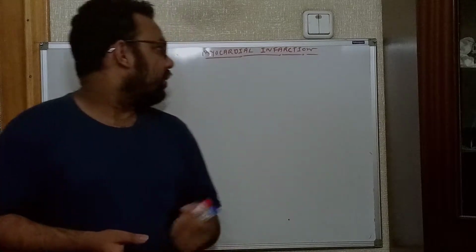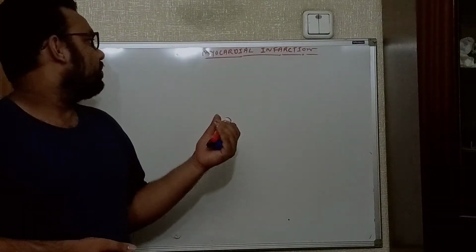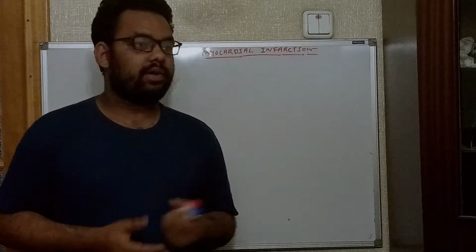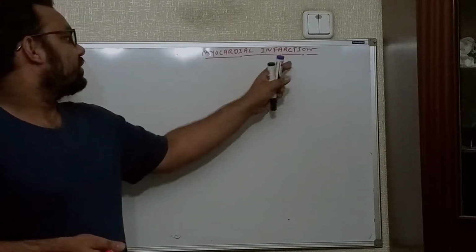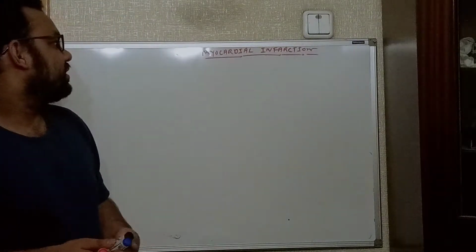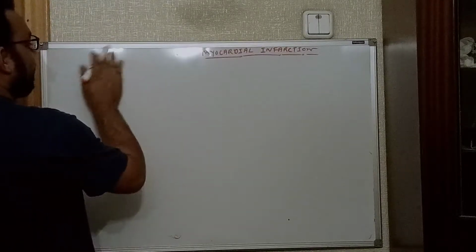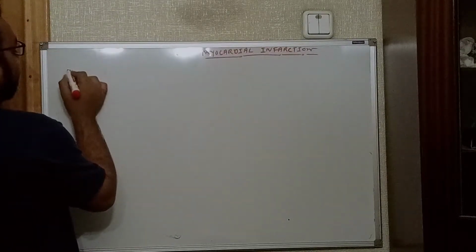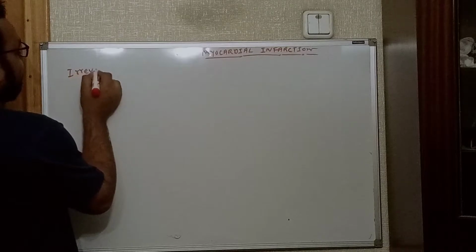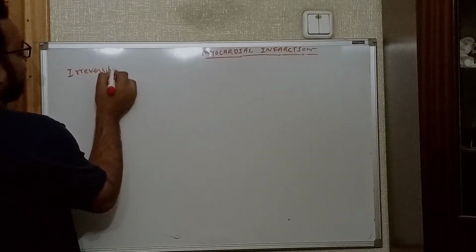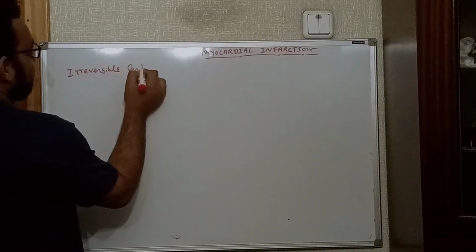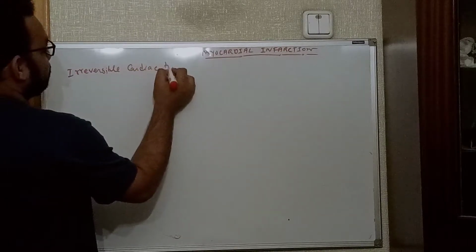Today we'll talk about myocardial infarction. It's one of the most vital topics regarding cardiology. From the word infarction, it's quite easy to understand that infarction defines what? Irreversible cardiac tissue injury. Irreversible cardiac tissue injury.